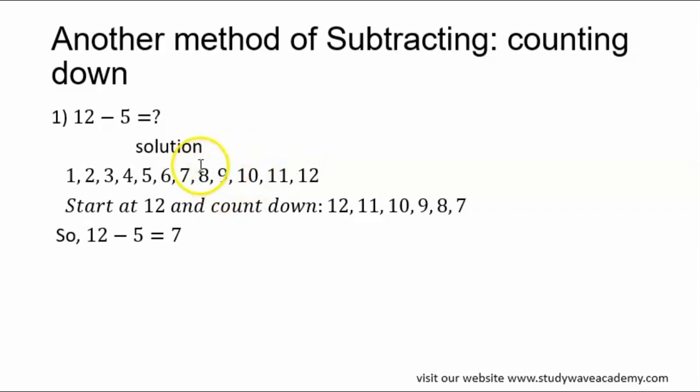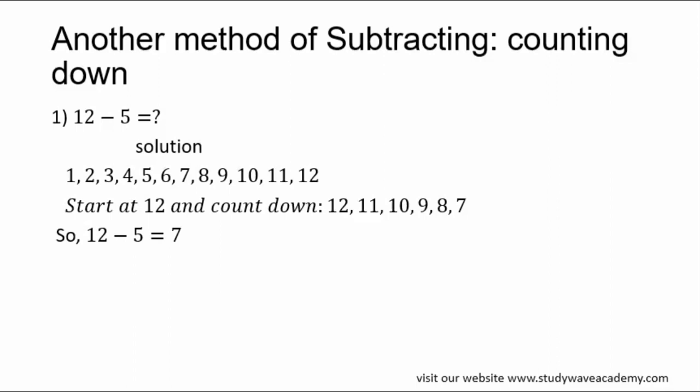1, 2, 3, 4, 5. So 12 minus 5 is 7. I hope we understand that. 12 minus 5, we first of all write from number 1 to 12, then count downwards 5 numbers, okay? From 12, you count downwards 5 numbers. 1, 2, 3, 4, 5. So 12 minus 5 is equal to 7. Did we understand that? Okay, I hope we understood that.